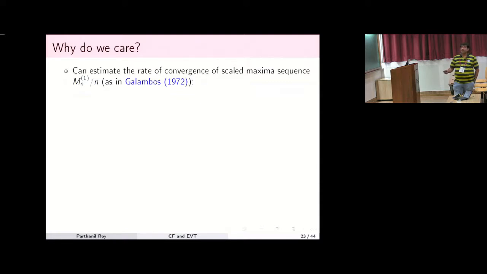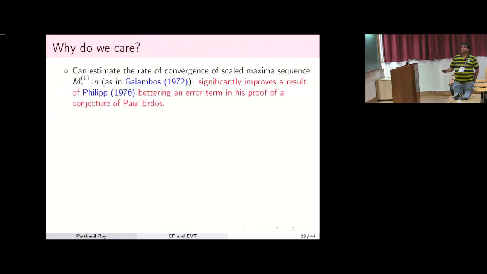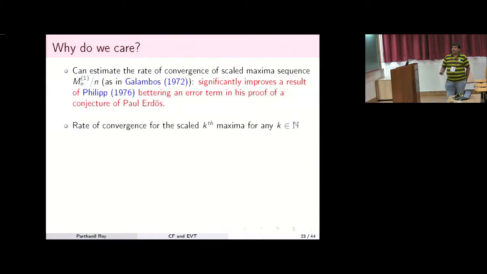This will significantly improve the result of Walter Philipp, and it betters an error term in his proof of a conjecture of Paul Erdős. So this was an important thing in his proof, which is improved now. I'll tell you how improved it is in the next slide. Now, not just the maximum, we can talk about the rate of convergence of the kth maxima among the first n digits. And this is going to be uniform over k. We can do a uniform bound over k.